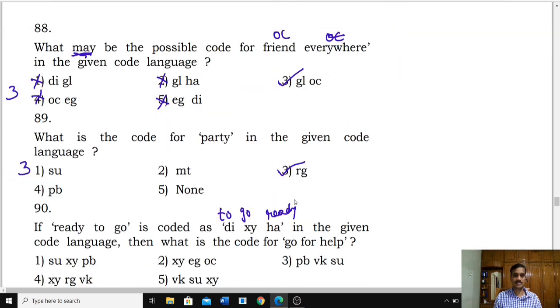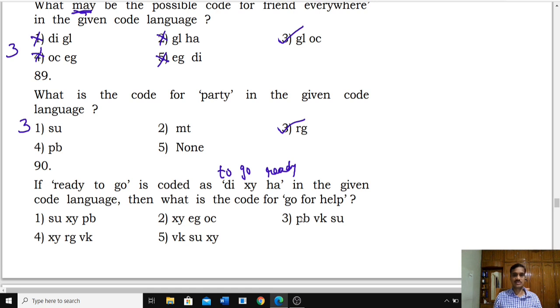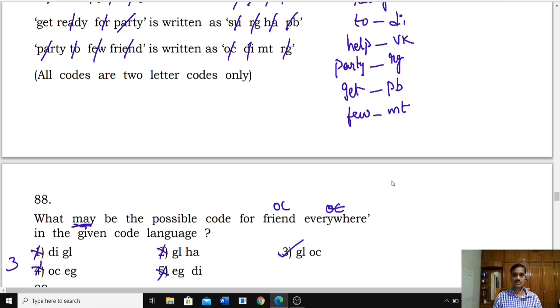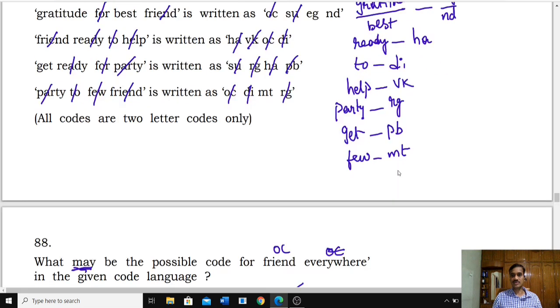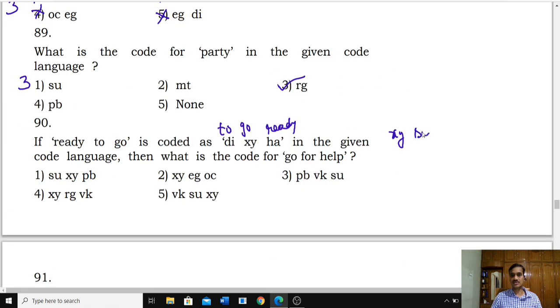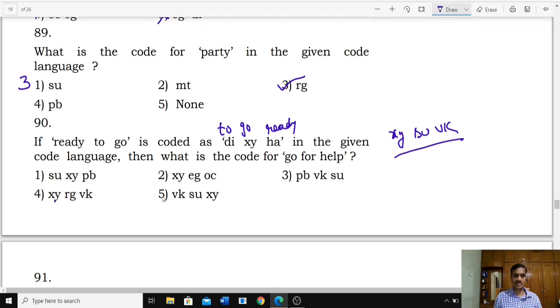Go is XY. Then the question is about what is the code for go for help. Go is XY, for and help. What is the code to this word for? For is SU, help is VK. SU VK in any order. The code is XY SU VK. Hence choice 5 is the answer. Question number 90, it is choice 5.